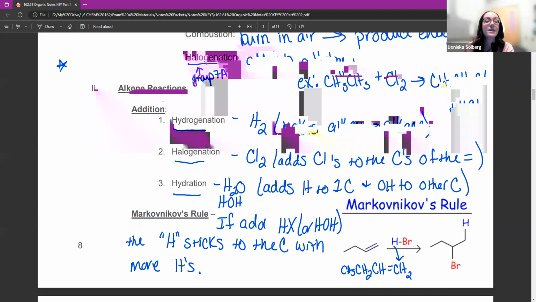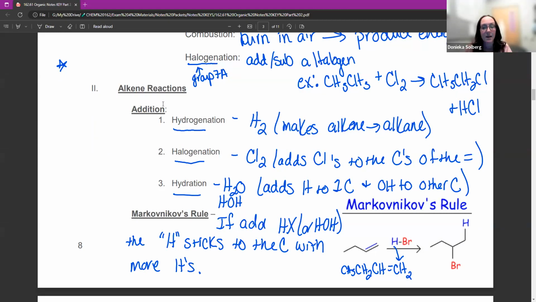Okay. Alkene reactions, we've got a couple of different options. And so anytime I present you with these reactions, we have to figure out what our products are going to be. So we can do hydrogenation, halogenation, or hydration. Hydrogenation, as the name implies, means I'm adding hydrogen, okay? And if you add hydrogen, H2, to an alkene, it turns that alkene into an alkane. So instead of having the double bond, you're breaking the double bond and adding those two hydrogens on.